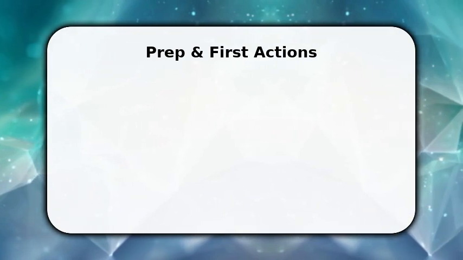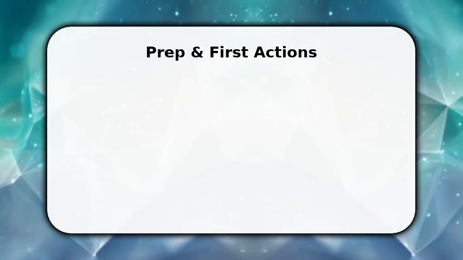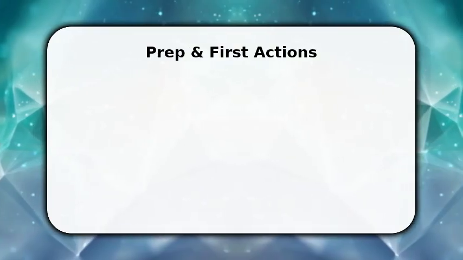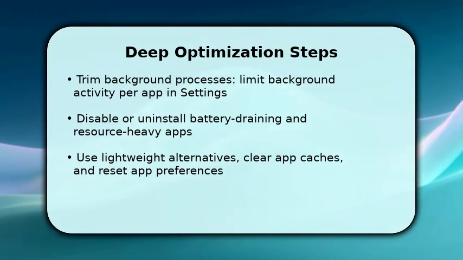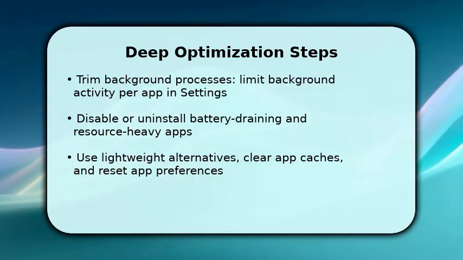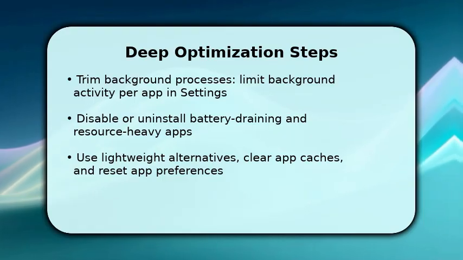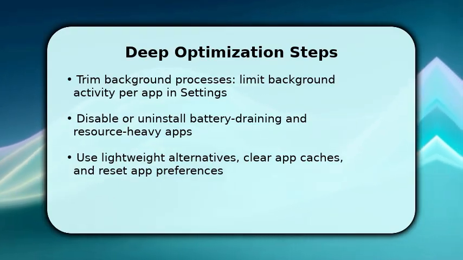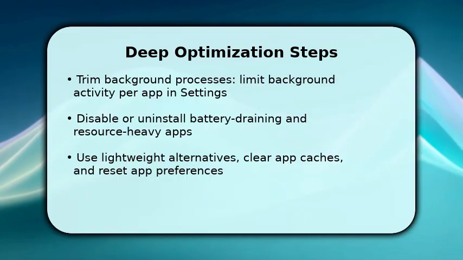You now tackle the root causes. Open settings and restrict background activity for apps that don't need to run constantly because background processes consume RAM and CPU. Disable or uninstall resource-heavy apps you rarely use. Swapping a bloated social app for a lightweight web wrapper can cut lag dramatically.